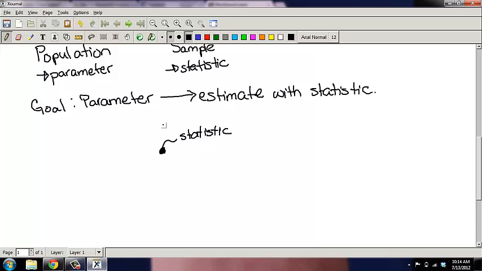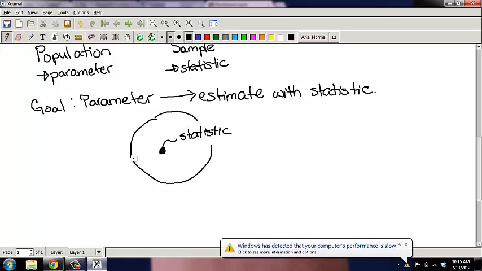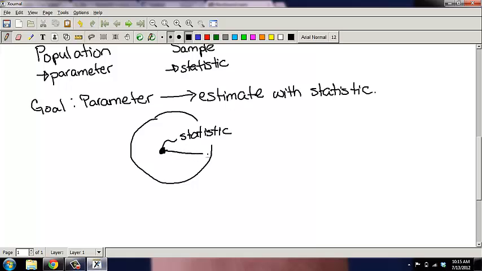And if I want to guess the parameter, what I can do is draw a bubble around my statistic and say, well, I know the exact statistic is not the parameter, and we know this from sampling variability because from sample to sample that statistic is going to vary. But if I draw an area around the statistic, I would anticipate the parameter to be somewhere in this area. And we call the width of that bubble the margin of error.